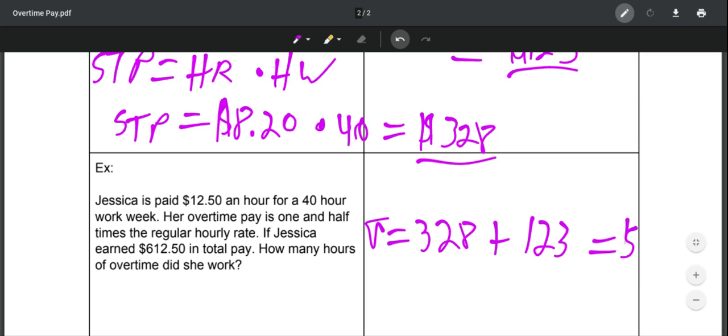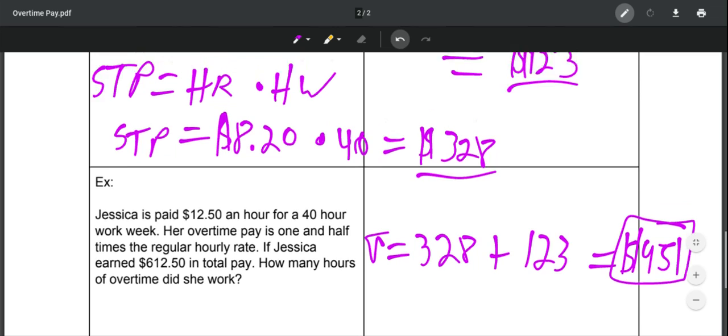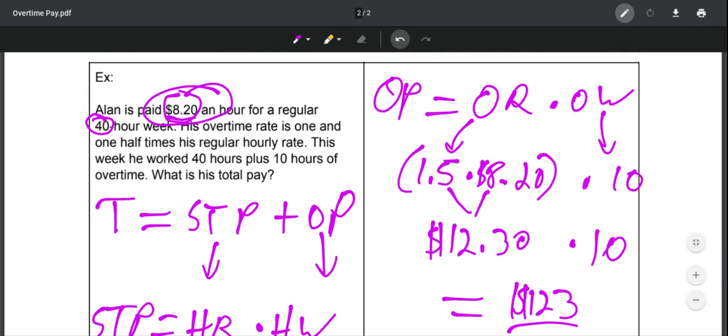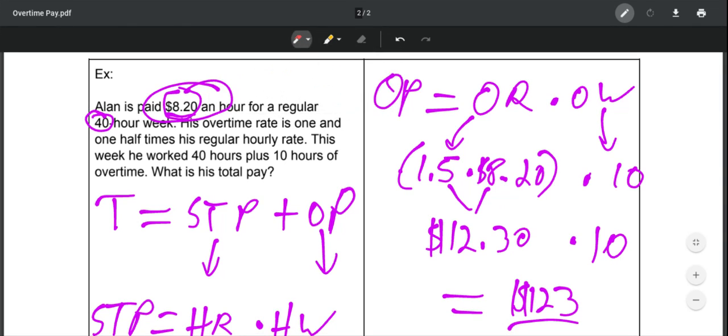That'll give us 451 total. So the big thing to make sure you do is this. Make sure you multiply. So if it's time and a half, you're going to multiply 1.5 times your regular pay times that 820. And if it's double time, you just do 2 times that. That's the biggest part of figuring out your overtime pay.